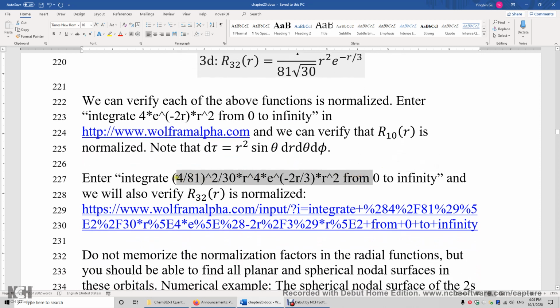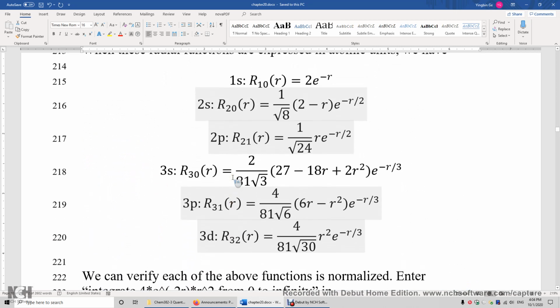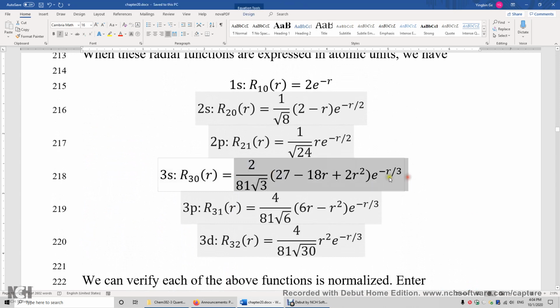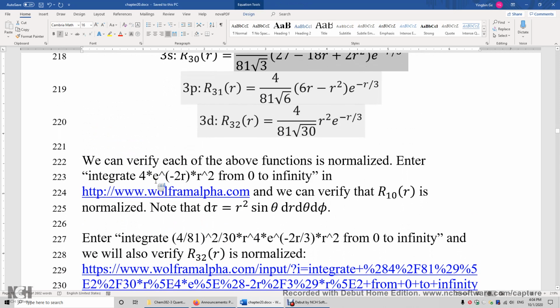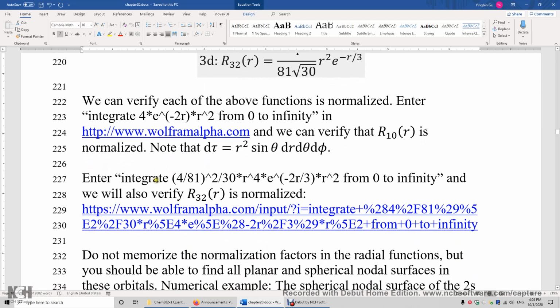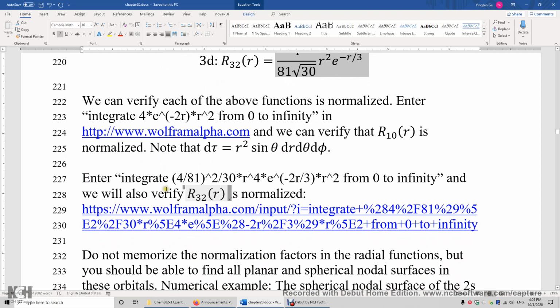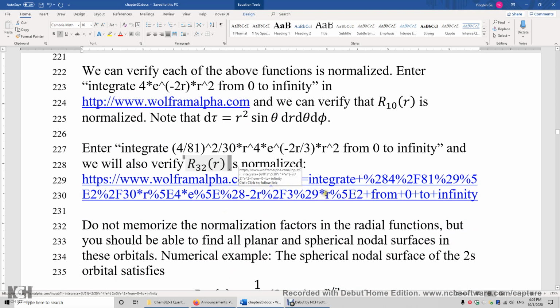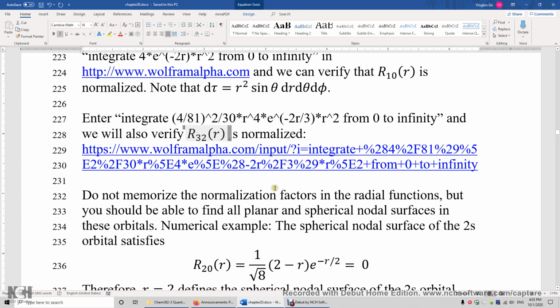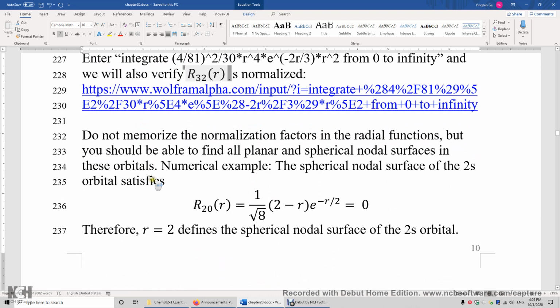You can also check this. What is this? 4 over 81 to the power of 2 divided by 30. It looks really complicated. But really, it's just this. I'm trying to show you this radial wave function is normalized. Oh, I'm sorry. It's R32. So this one. I'm trying to show you the integral of the squared modulus of this function times r squared dr is 1. All right, you can click this web link to see the derivation on Wolfram Alpha.